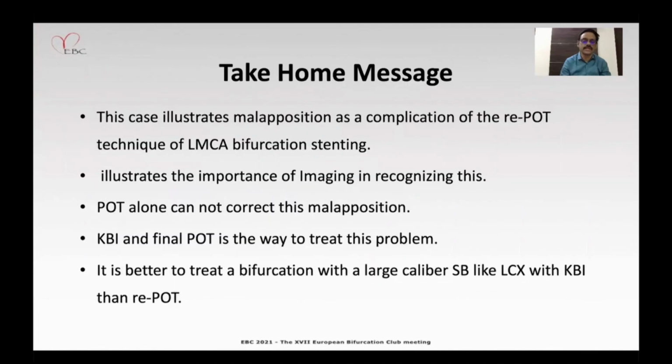So the take-home message is, malapposition is a real complication following re-POT. And the uniqueness of malapposition is that it is not confined to the proximal main vessel, but it will go well into the distal main vessel.